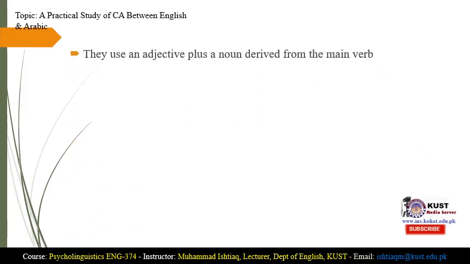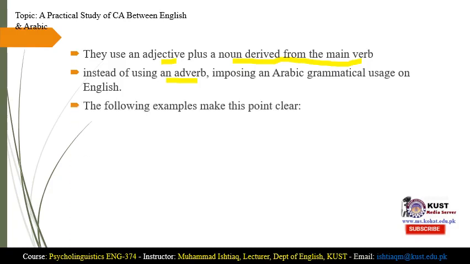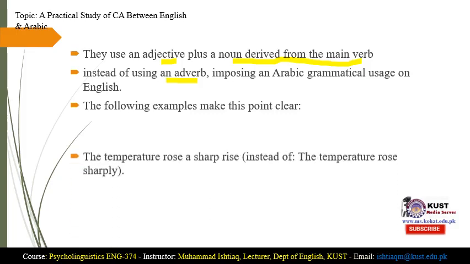The use of an adjective plus a noun. Another very important distinction to be noted. Arabic speakers use an adjective plus a noun derived from the main verb instead of using an adverb. English uses an adverb where they use a noun derived from the main verb, importing Arabic grammatical usage into English. How? Examples will make it clear. The following examples will do.